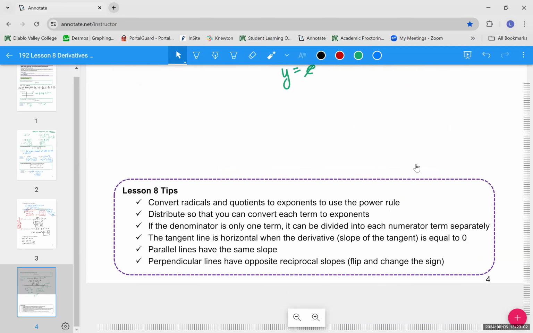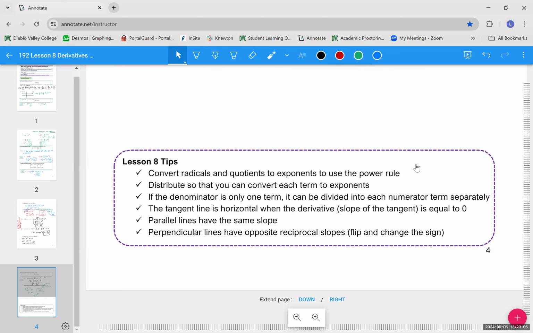Okay, so just to recap a couple of tips here about starting to use these rules. Radicals and quotients: if there's an x in the denominator, you're going to need to rewrite those into exponents, so you can use the power rule. Distribute things so you can convert each term to exponents. If the denominator is only one term, it can be divided into each numerator term separately. So these two are what we just did in numbers 4 and 5.